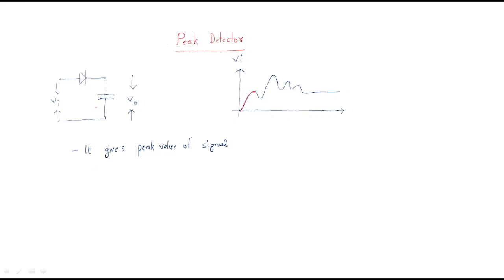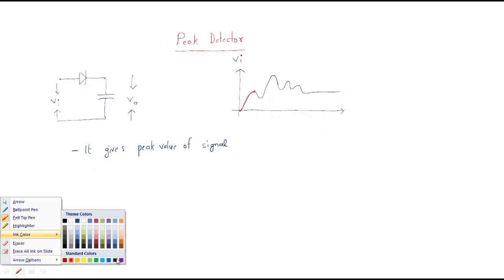After that, what happens? The input signal decreases, which means this voltage is a high value and this voltage is a low value. Then the diode is reverse biased, so the diode is off. That's why this voltage value is fixed, because the capacitor stores the voltage and the capacitor doesn't have any path to discharge.